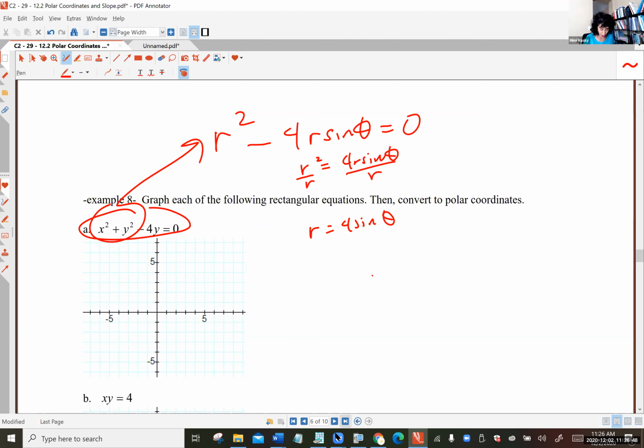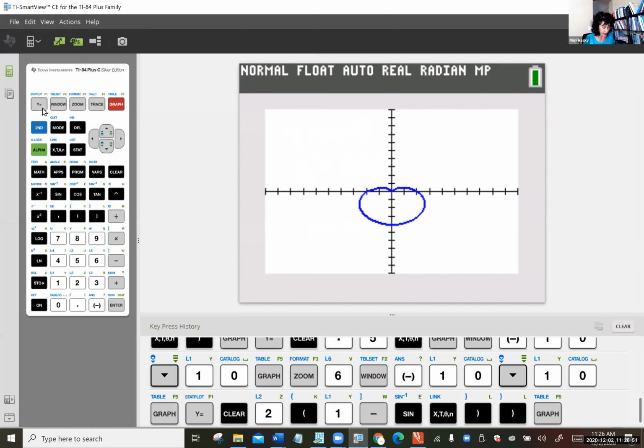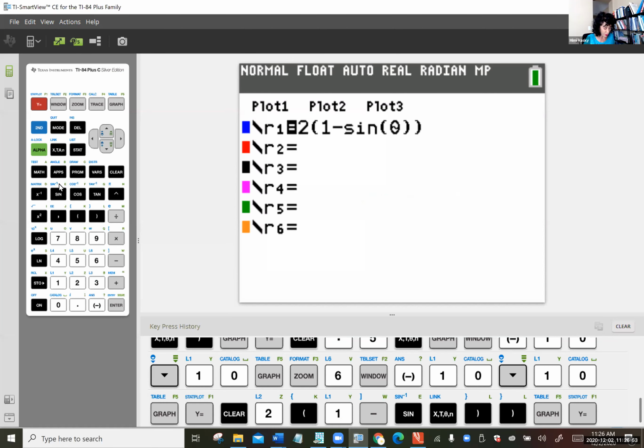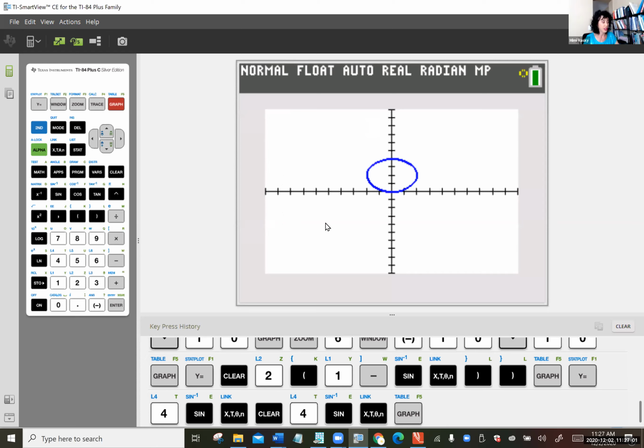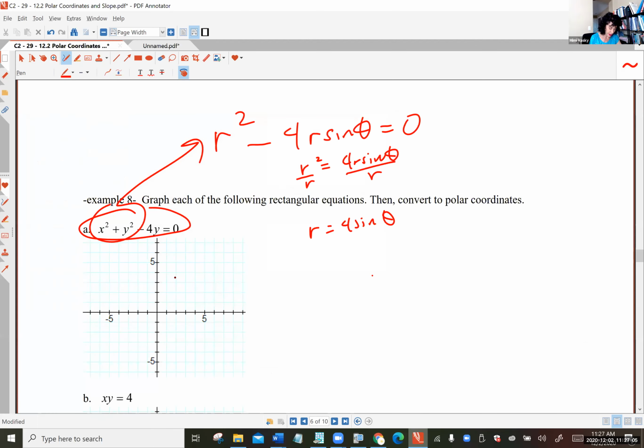And there you go. So if you go back to your graphing calculator and you graph 4 sine theta, oops, I have too much other stuff on here, 4 sine theta should be a circle not centered at the origin. And there it is, okay? So it looks something like that.